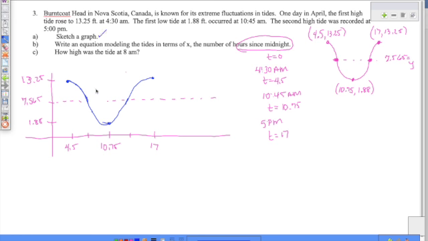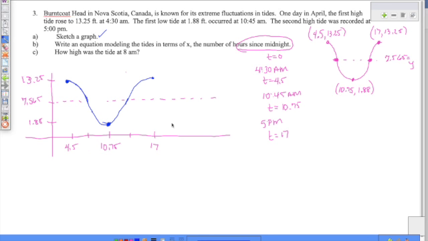Write an equation modeling the times in terms of x and the number of hours since midnight. So all that means, guys, is that there's a horizontal shift, okay? And the horizontal shift is I have a positive cosine starting at 4.5. I have a negative cosine starting at 10.75. It's kind of whatever we want it to be. Okay, so we've got to find some values here before I can write this equation.